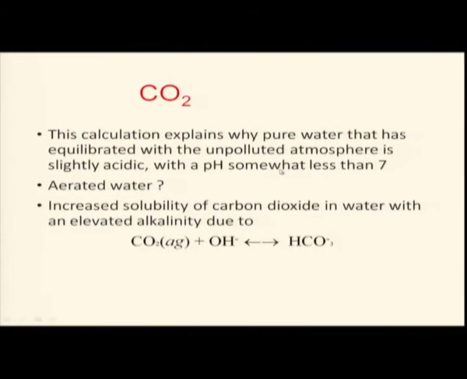A pH value up to this is considered normal; only below pH 5.65 was it considered acid rain. So, the above calculation clearly says why pure water that is equilibrated with the unpolluted atmosphere is slightly acidic, because 5.65 indicates that some of the carbon dioxide present in the atmosphere gets solubilized and the pH is reduced to 5.65 from the neutral value of 7.